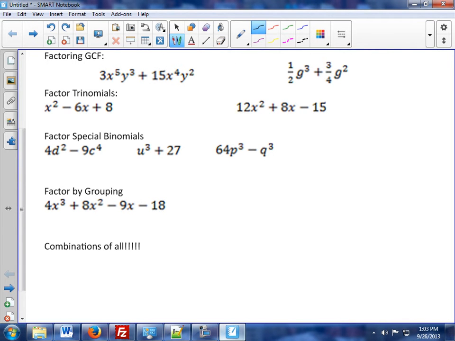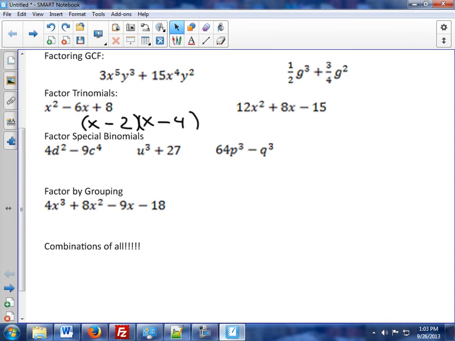Okay, now factor trinomials. I gave you one. Very, very easy one. Where, you know, the signs are going to be minus, minus, x and x, 2 and 4. That would be like a first question on a quiz to build your confidence.